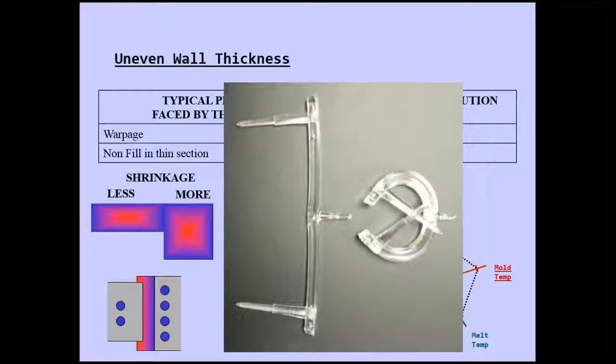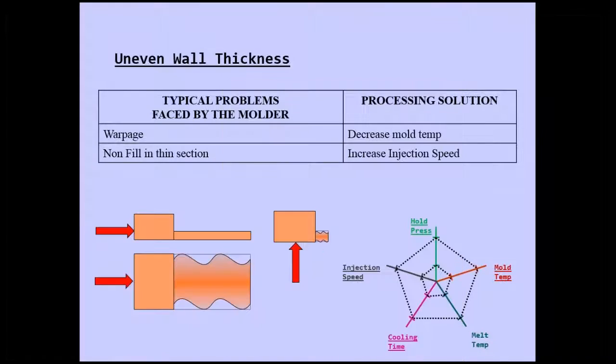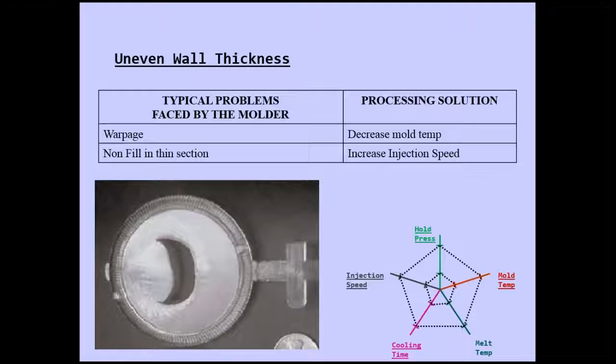So again, you need to make sure that you've got good cooling across the part, and that you are always within the molding parameters. The same thing applies to uneven wall thicknesses. One is thick, one is thin. You tend to have the same issues I just talked about. You've got issues with warpage, or sorry, with non-fill sections. I just discussed warpage.